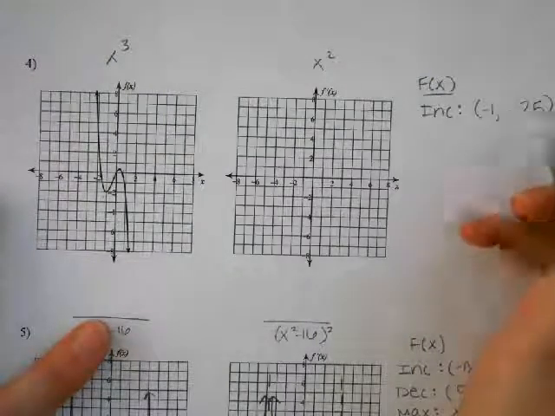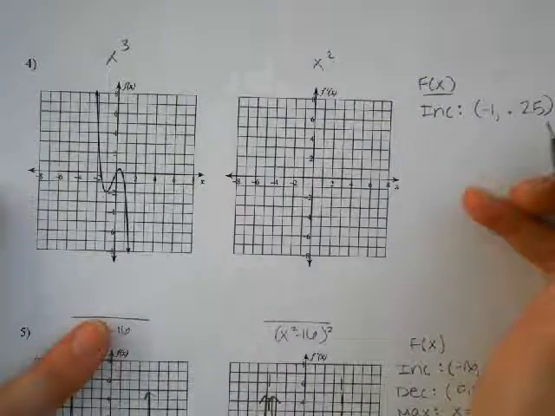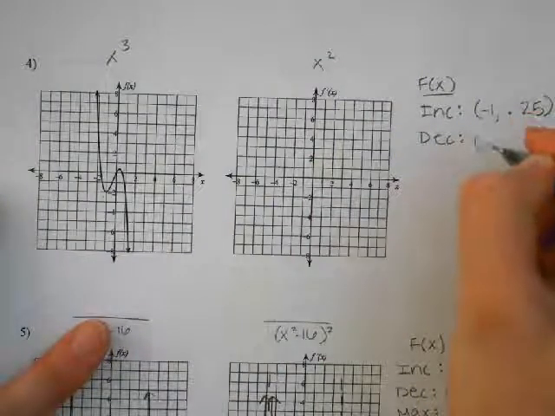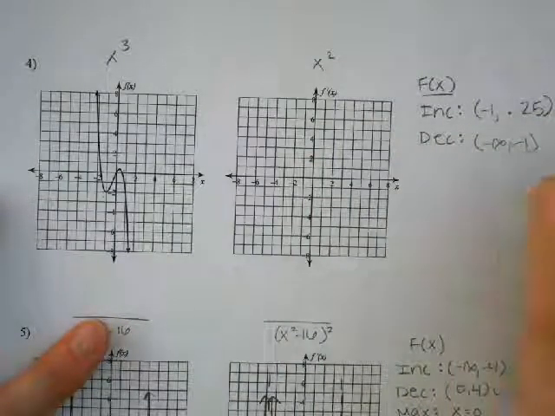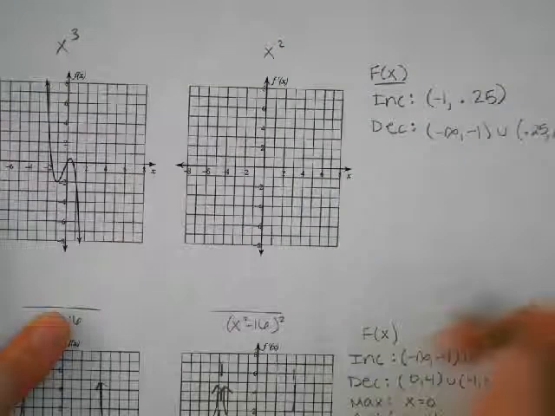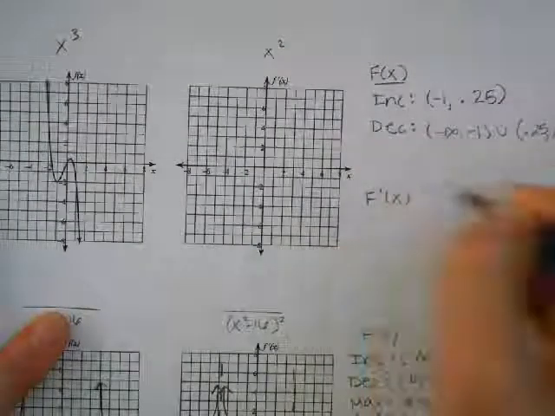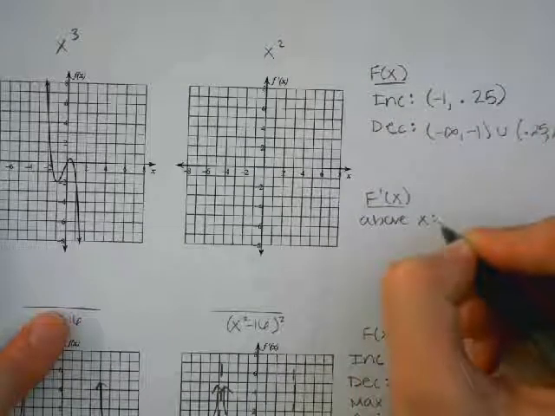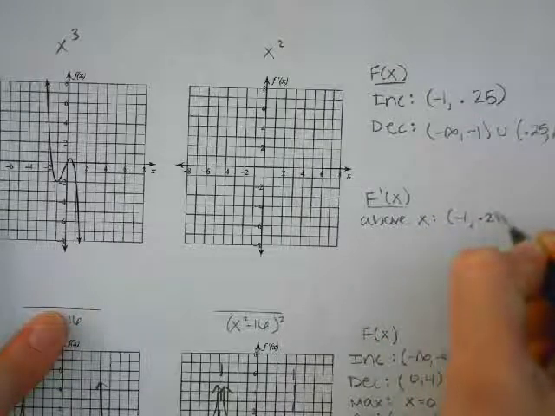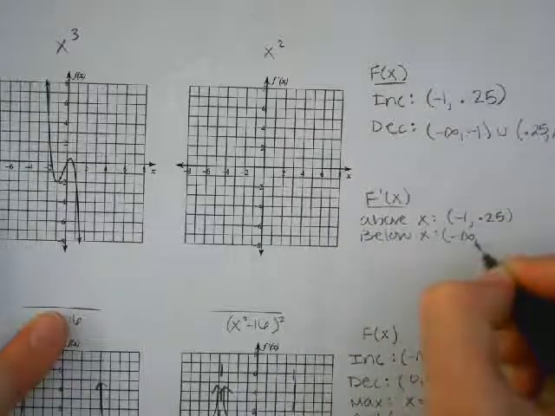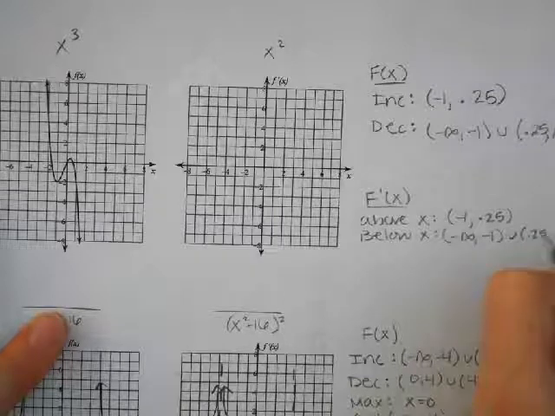So it's increasing from -1 to 0.25. And then what else do we have? We've got decreasing, and what should we say for that? Negative infinity to -1, and then where else is it decreasing? Yeah, 0.25 to infinity, right? And so what do those things tell us about the derivative? So it's above the x-axis from -1 to 0.25. It's below the x-axis from negative infinity to -1 and from 0.25 to infinity.